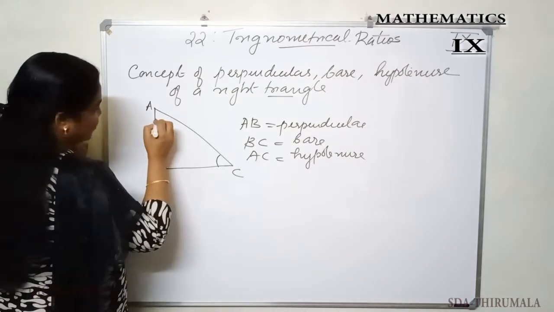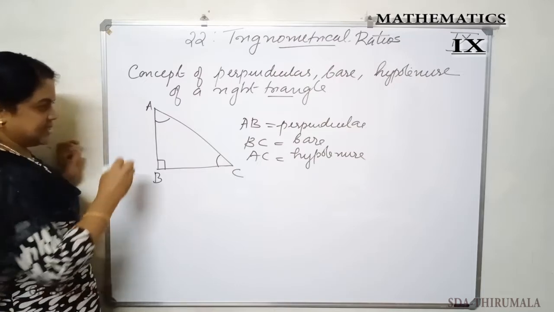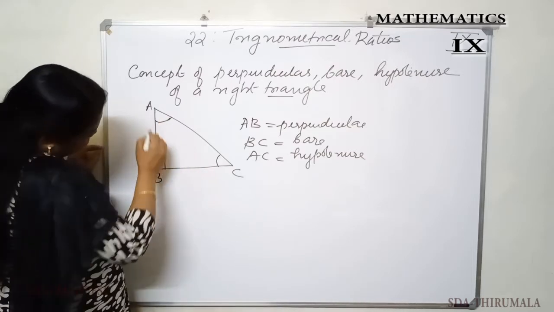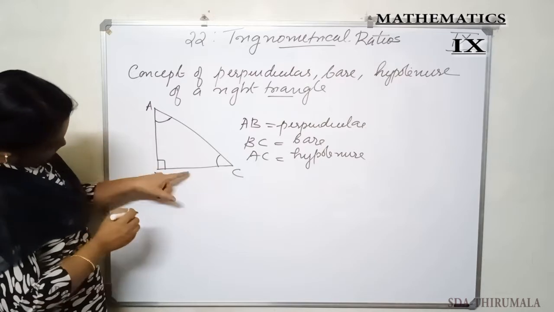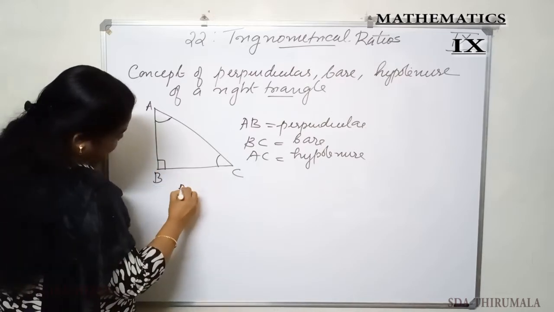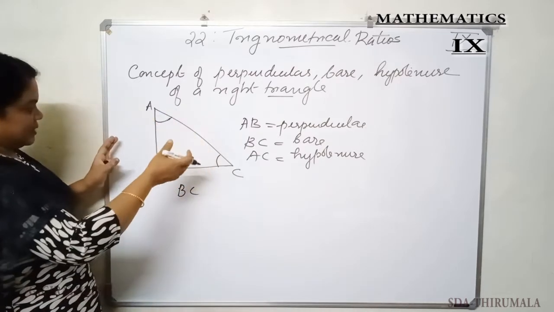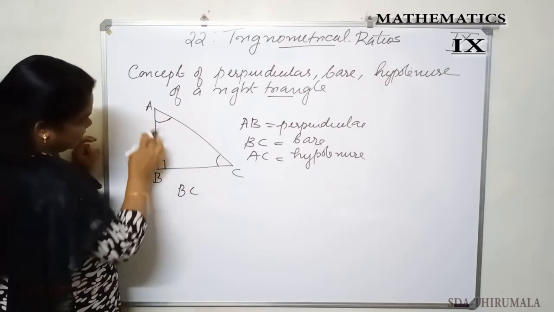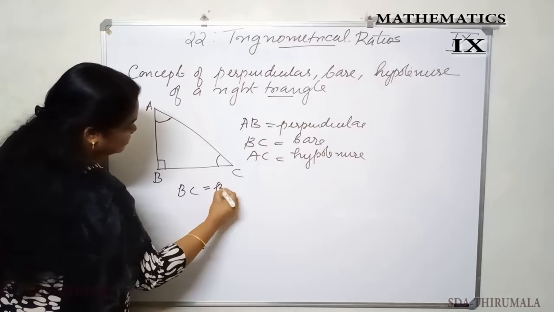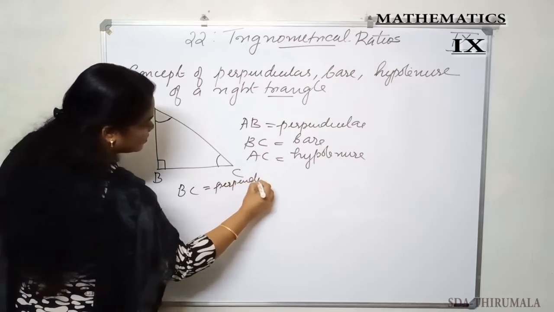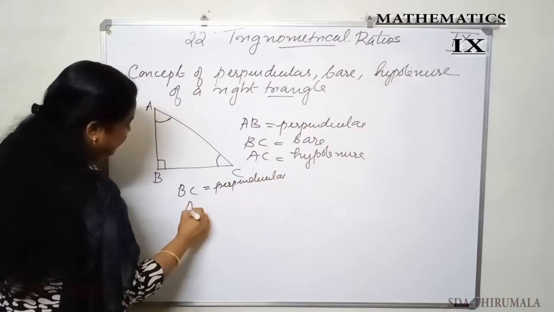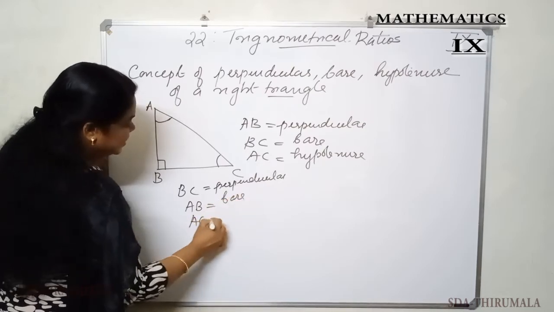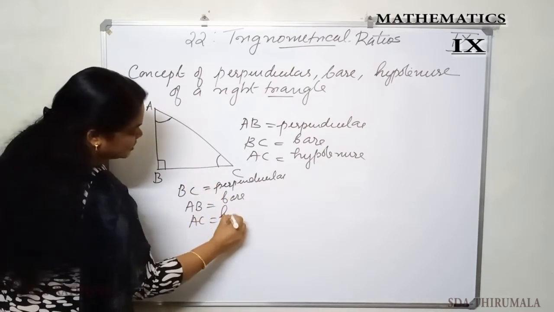If the angle of reference is A, then BC is the perpendicular. We can move this to the left side. This is the angle of reference, and here BC is the perpendicular, AB is the base, and again AC is the lengthiest side, that is the hypotenuse.